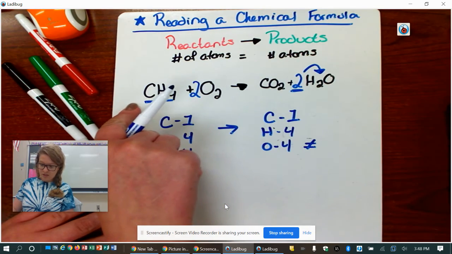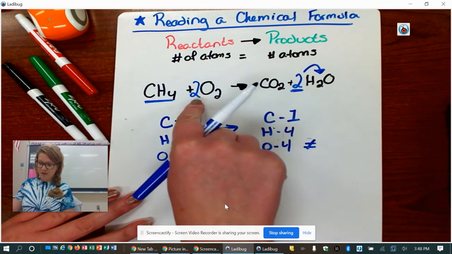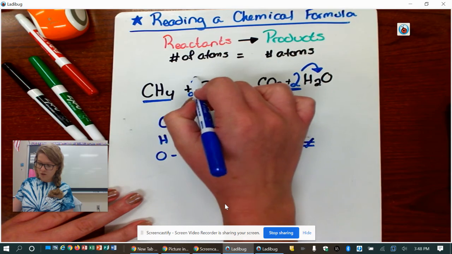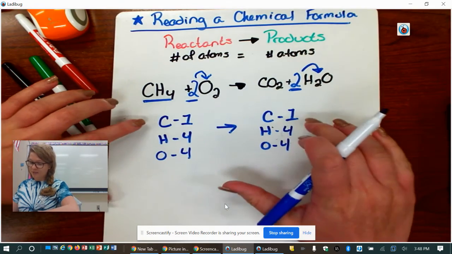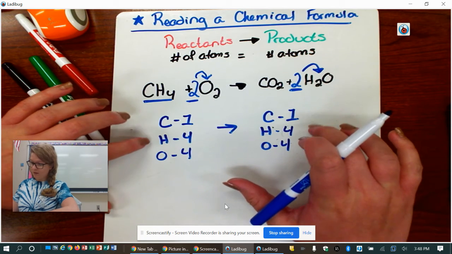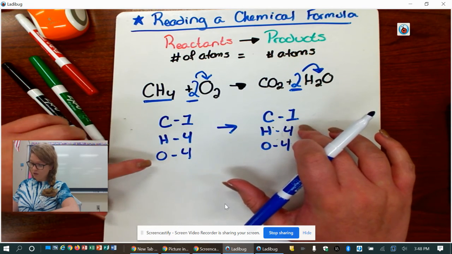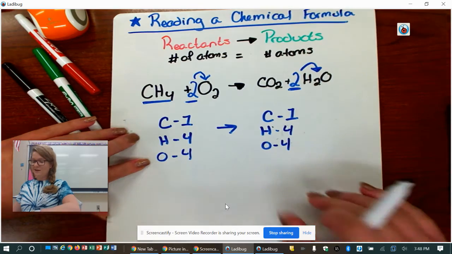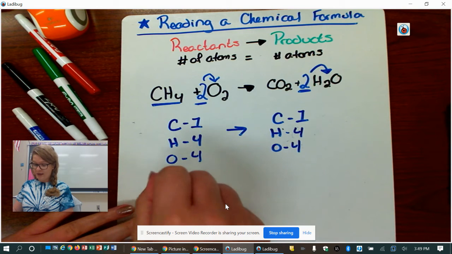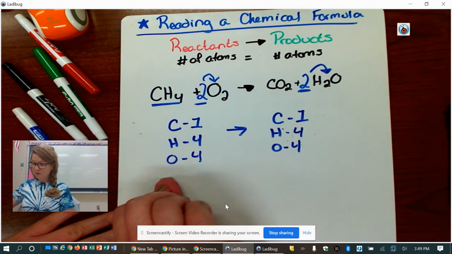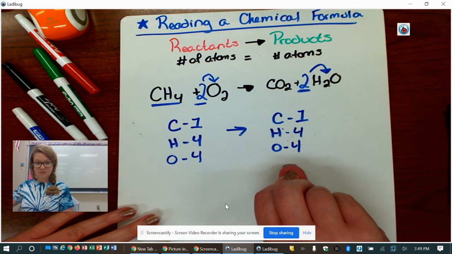It didn't change anything here. It didn't change anything here. It just made 2 of that O2 molecule. So let's check to see if I'm balanced. Carbon and carbon, hydrogen and hydrogen, 4 and 4, oxygen and oxygen, 4 and 4. I now have a balanced equation that follows the law of conservation of mass. The number of atoms in here needs to match up to the number of atoms in here.